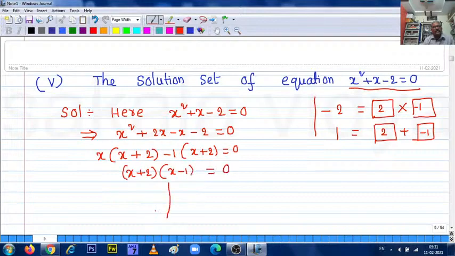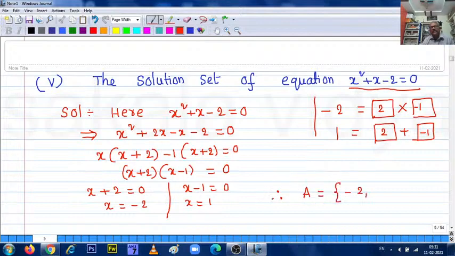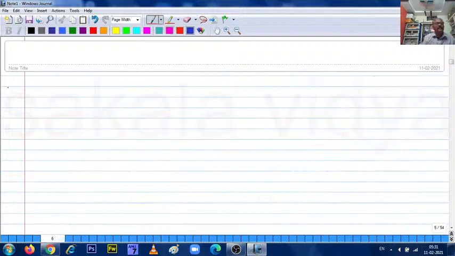So we get two cases. x plus 2 equals 0 and x minus 1 is equal to 0. So x is equal to negative 2, x is equal to 1. You list out these two elements. That is the set. So therefore we get A is equal to minus 2 comma 1. This is the roster form for the given problem. Now the second question.